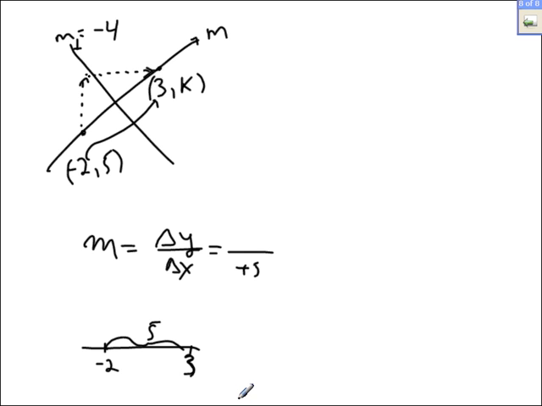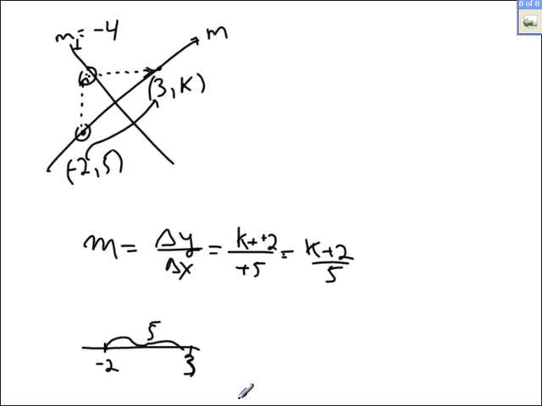Now what's the change in y? Well, it's the top value minus the bottom value. And it is positive. It's the top minus the bottom. That is k plus 2. And this, okay, so it's k plus 2 over 5.